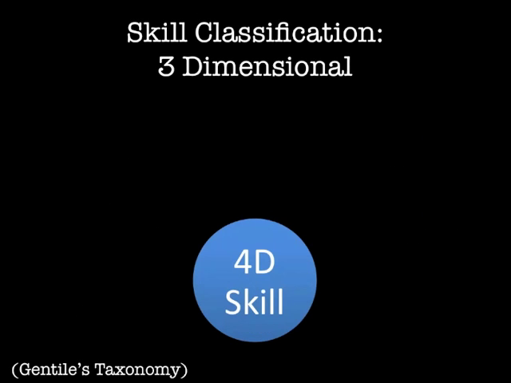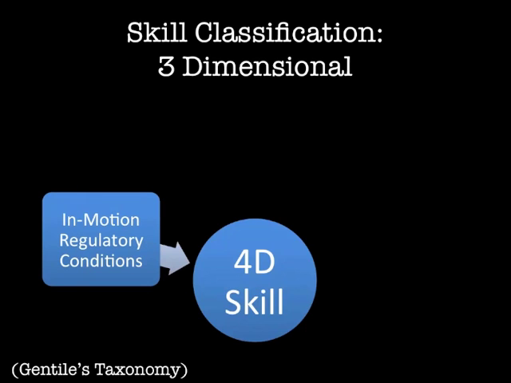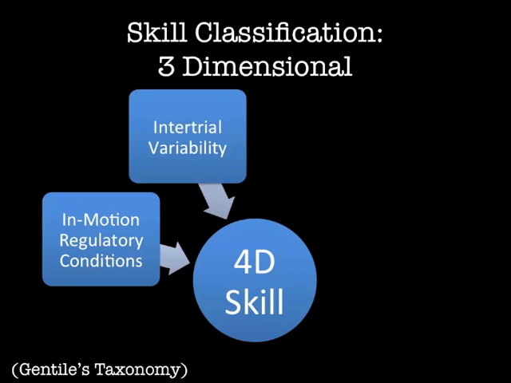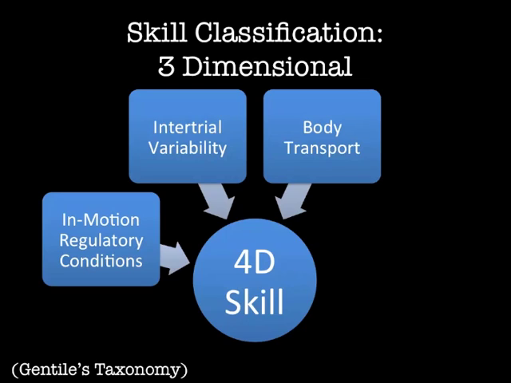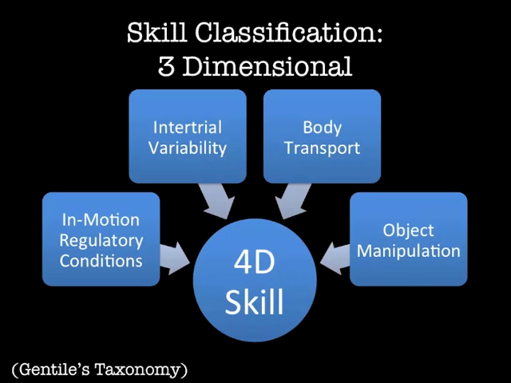Classifying a basketball layup according to Gentile's taxonomy requires a few more dimensions. A basketball layup can be considered a 4D skill, which is the most difficult skill to perform. This is due to the in-motion regulatory conditions, the intertrial variability, the body transport, and the object manipulation.